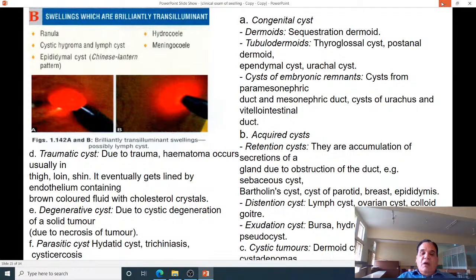Traumatic cyst: trauma occurs, hematoma. Where is it common? Thigh, loin and shin. Eventually there is endothelial lining and there are cholesterol crystals. It is a traumatic cyst. Degeneration: in solid tumors, it is a necrosis of the tumor. And parasitic: our best friends are hydatid and cysticercosis.